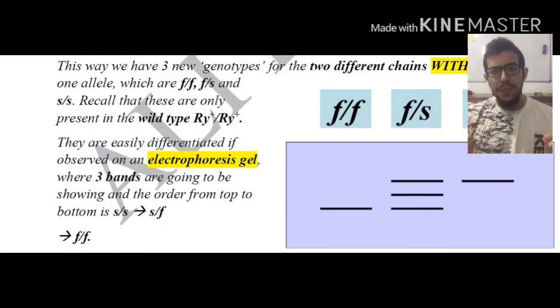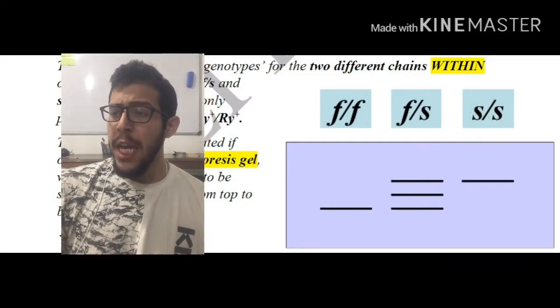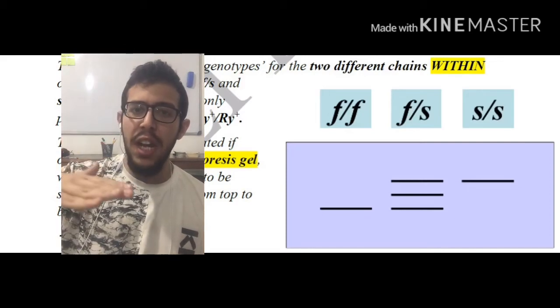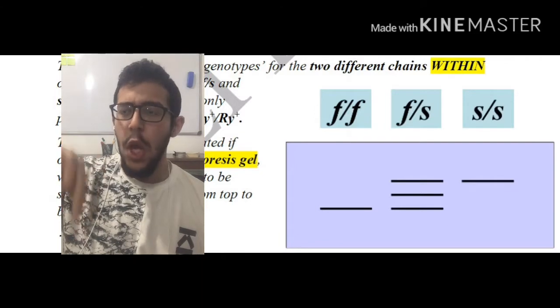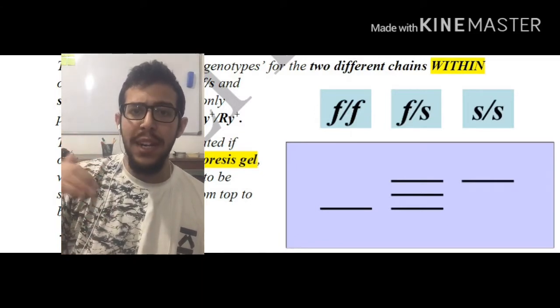We just have to note here that these are only present within the wild type RY positive genotype. Just like we earlier mentioned, the F chain is going to be the fastest, and just like we're seeing in the image here, the F/F band is going to be migrating as far along the gel electrophoresis as possible. It is going to be the one that migrates the most, whereas the S/S, which is the slow chain, is going to be migrating less.